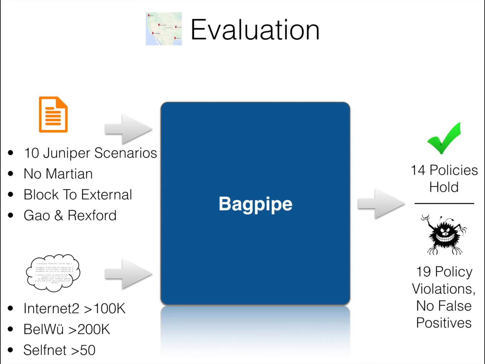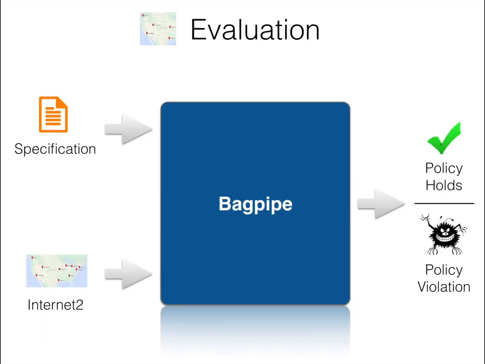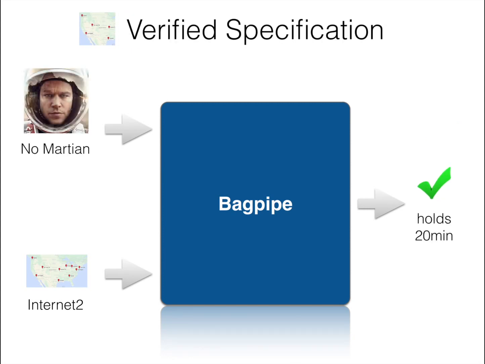Now let me describe in more detail one of the case studies that we performed. This case study was on Internet2, an ISP with over 100,000 lines of configuration that connects universities throughout the entire United States. Now, we evaluated Internet2 on 3 specifications. The first one was no Martian. This specification is similar to the one that I showed you before with localhost. And it turned out that Internet2 actually correctly implemented the no Martian specification. And it took Backpipe 20 minutes to verify this.